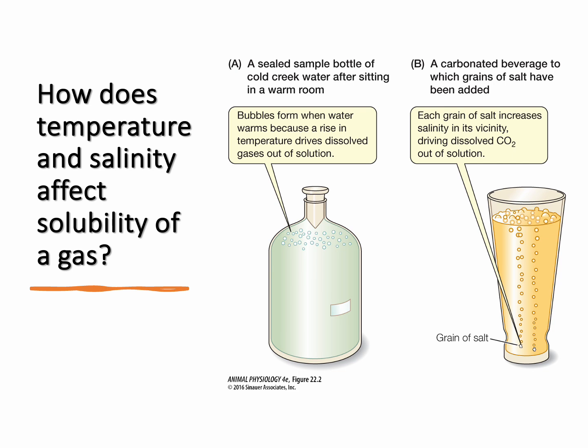If you take a sealed sample bottle of Cold Creek water, after it is cold and then sits out and starts to warm up in a warmer room, you'll see that the gas is less soluble, which is why some bubbles start to form, because you have a lot more gas soluble when it's colder, and then as the temperature rises, the temperature drives the dissolved gases out of solution.